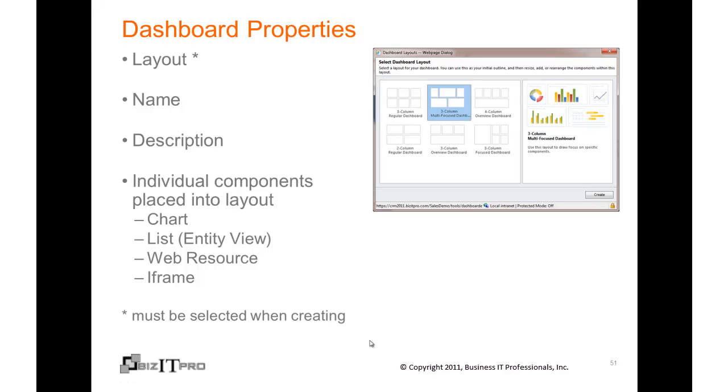Dashboard properties. The layout, which must be selected when creating it the first time, is illustrated on the right-hand side, and there are 6 choices. You can then choose a name, a description, and then take the individual components and place them into the layout that you've chosen. And these components, again, include charts, lists, web resources, and iframes.